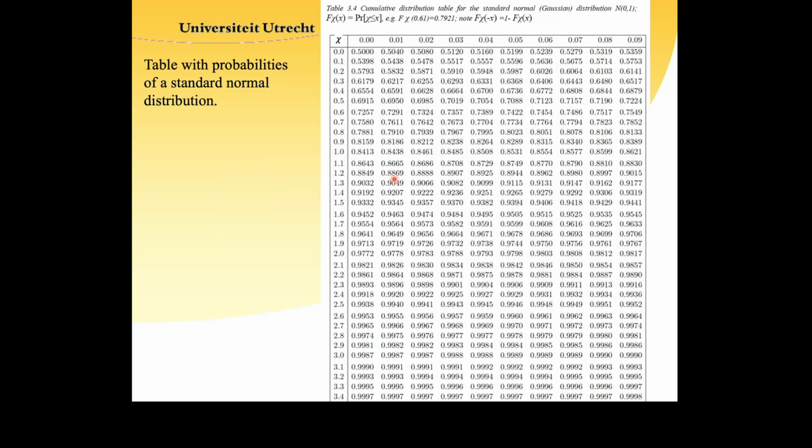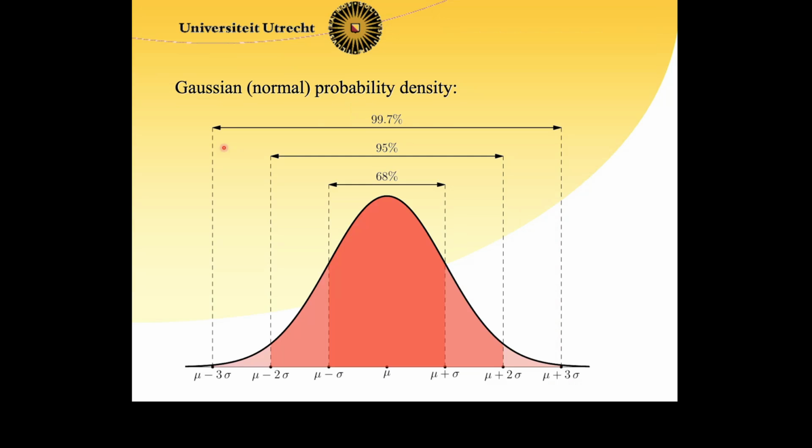Now, in the early days, these things were tabulated in tables like this, and we still learn how to use it in this lecture series, because it basically gives you a lot of insight on how to deal with this probability density function. This is the probability density function of a standard normal distribution. So that is this one, but with a mean equal to 0 and a standard deviation equal to 1.